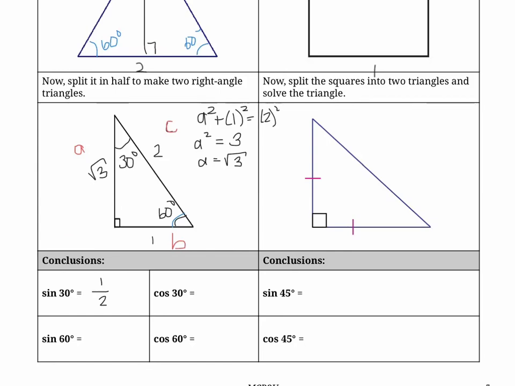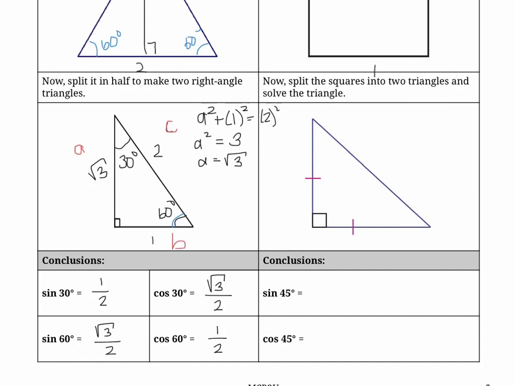Let's try the cos of 30 now. So cos is going to be adjacent, which is root 3 over 2. So the cos of 30 is always going to be root 3 over 2. Let's take a look at 60 now. We can find the sine of 60 degrees. We would take the opposite over the hypotenuse, so root 3 over 2. So that means that the sine of 60 is the same as the cos of 30. And let's take a look at the cos of 60. It's going to be adjacent over hypotenuse, 1 over 2.